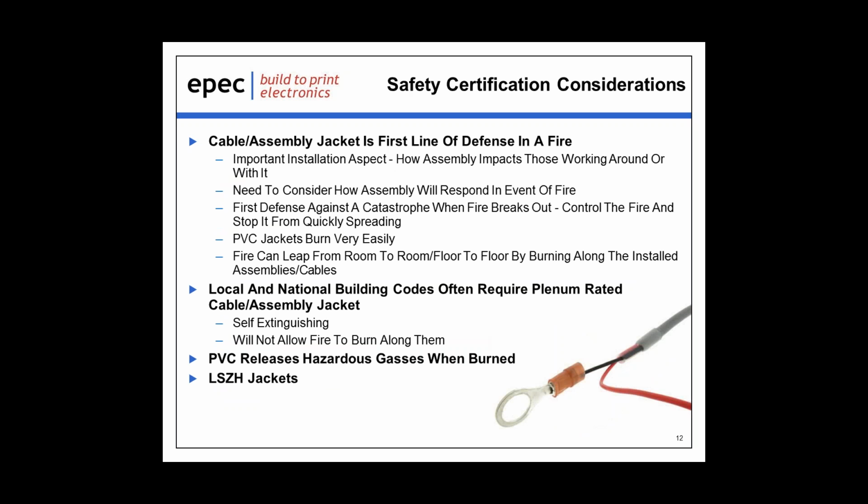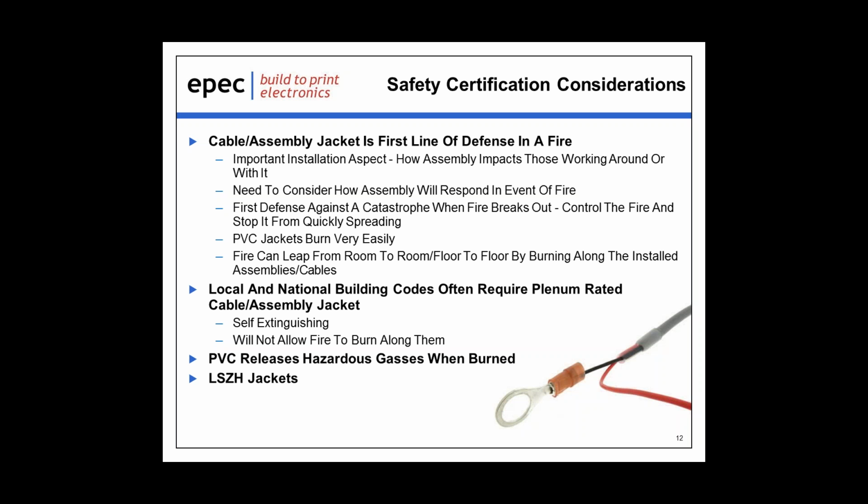A cable assembly jacket is really the first line of defense in case of a fire. When an assembly is designed, especially one that the general public will be exposed to, the first consideration really should be how the assembly will respond when it is exposed to fire and how it would impact those working around and near it. The main target of the jacket material should be to control the fire and keep it from spreading. If you use PVC, PVC burns easily and allows fire to follow any wires or leap from room to room or floor to floor.